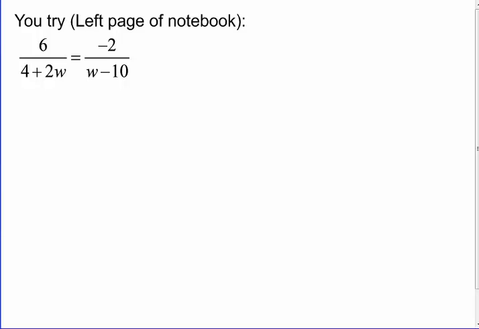So here's an example to try. Note that we have some expressions in the denominators where you're adding and subtracting variables and numbers together, so you have to be careful when you're doing the cross product. This will go on the left page of your notebook, across from the notes, and we will check this next class.